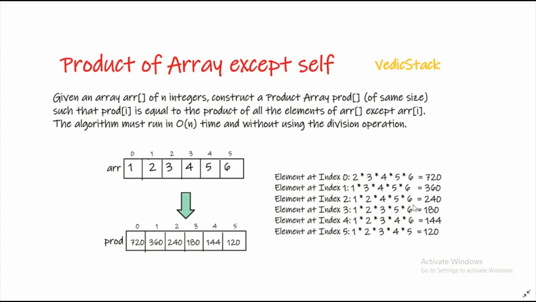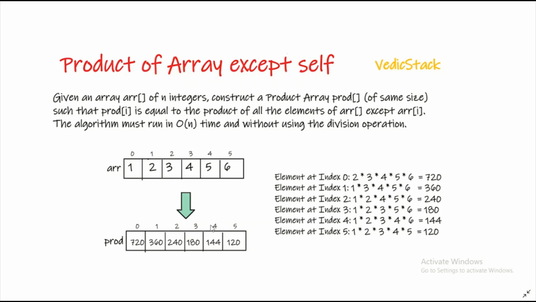The problem is we are given an array which contains n integers, and n should be greater than or equal to 2, that is, the array should contain at least 2 elements. The task is to construct a product array which contains the product of the elements of the array excluding the self element. For example, if you want to find the value of the 0th location, we have to perform the product of the array excluding the 0th location element, that is 1. So the 0th location will contain the product of 2, 3, 4, 5 and 6.